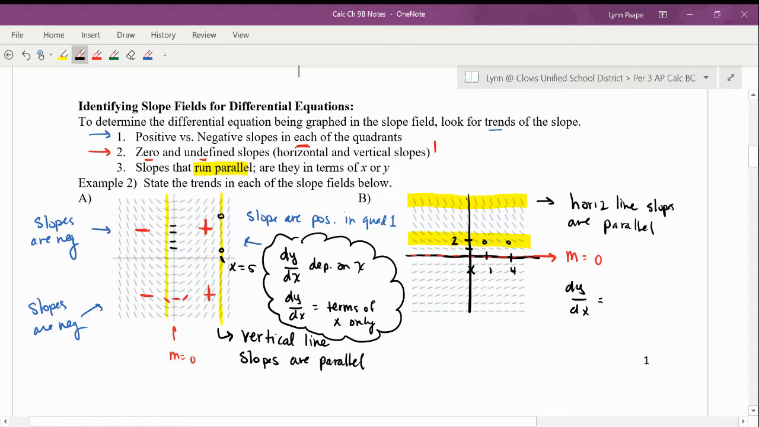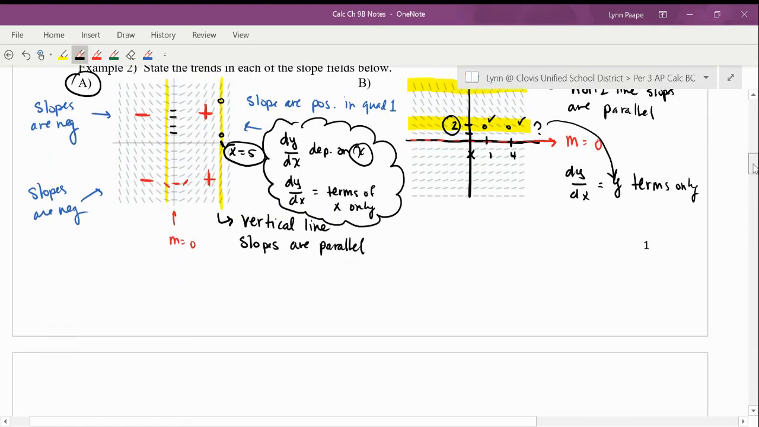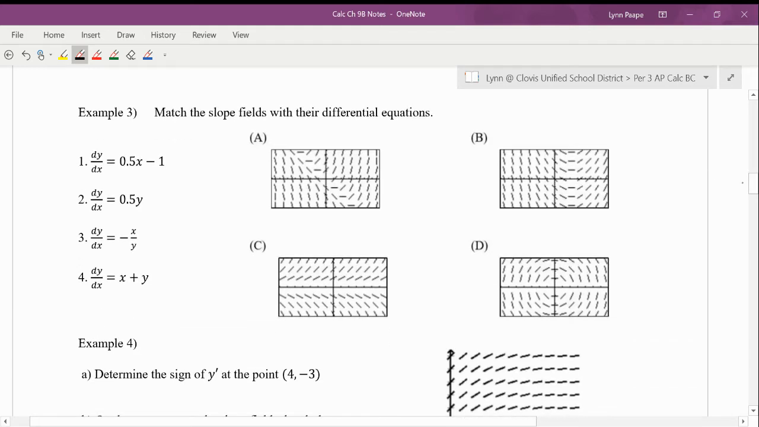So when x is 1, the slope is the same as when x is equal to 4, because it is dependent upon what y is. So my dy over dx would be in terms of y only. So this would be y terms only. Okay, so it depends upon where you are on the y-axis, right? Where am I on the y-axis? That gives me my slope. And then over here on my example A, where am I on the x-axis? That determines my slope.